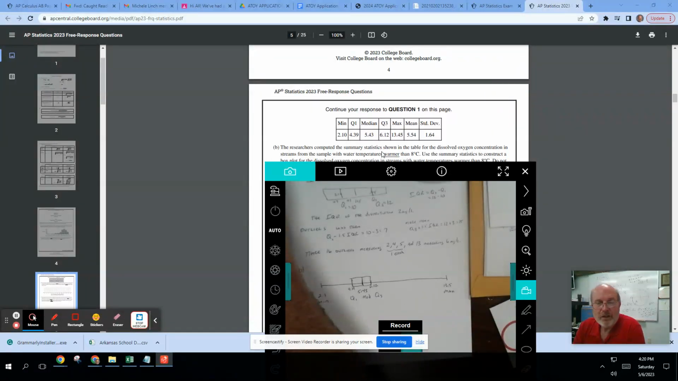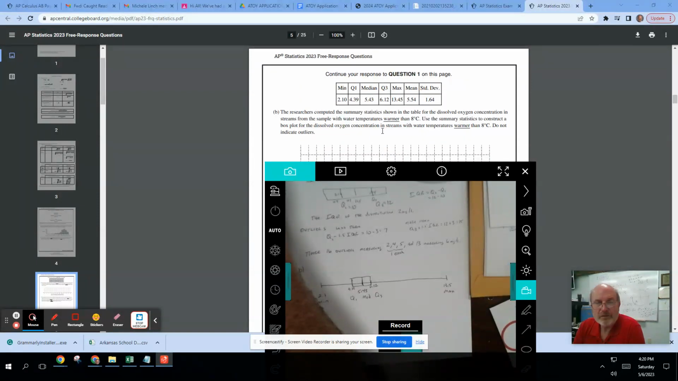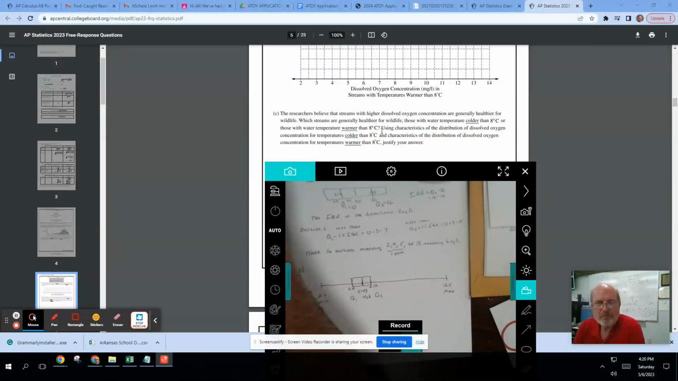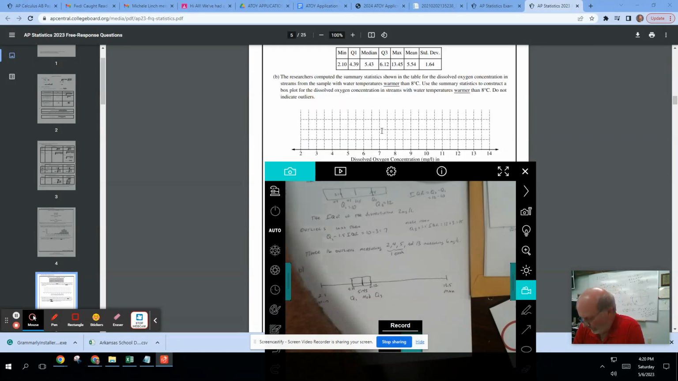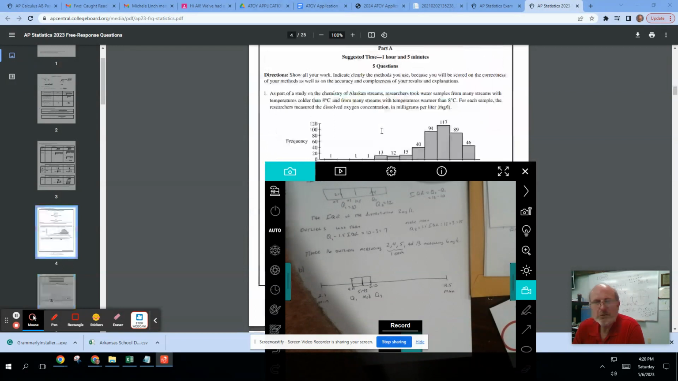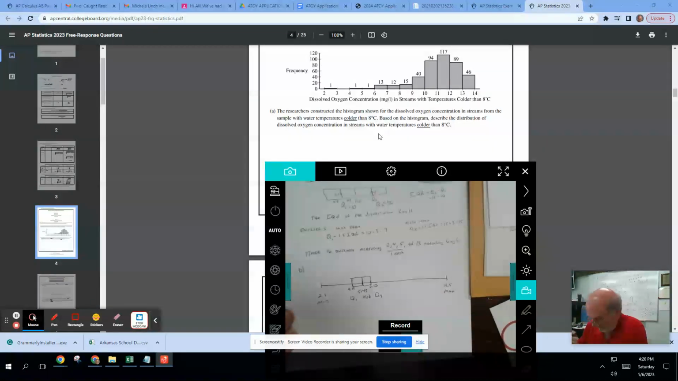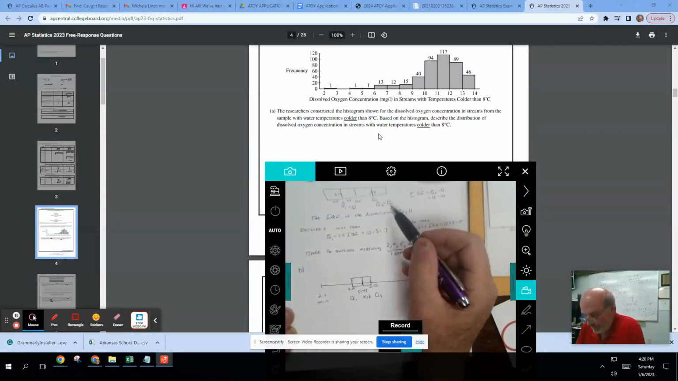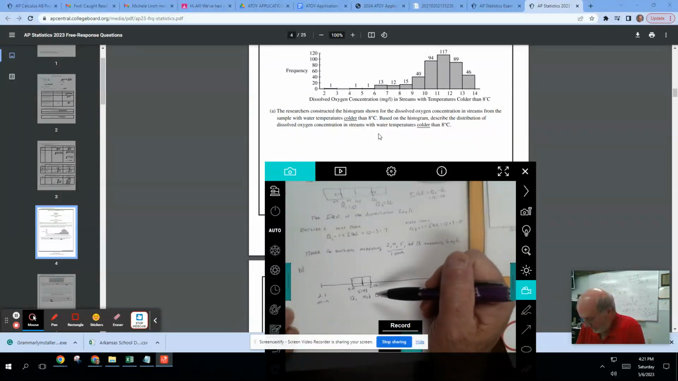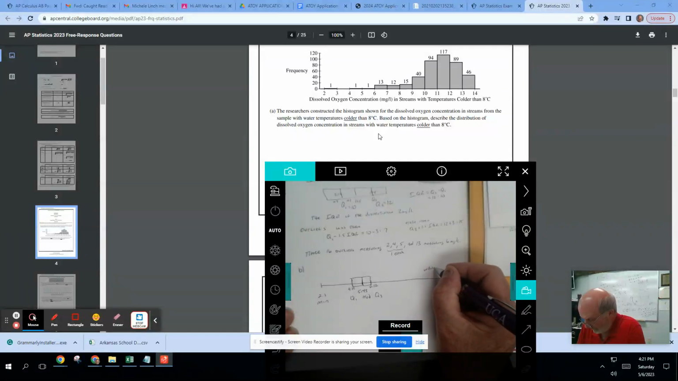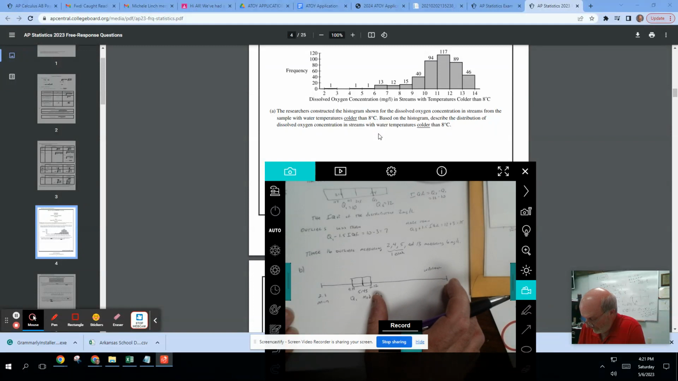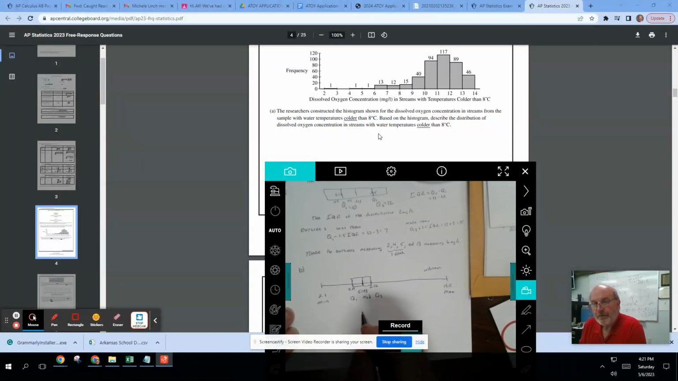Okay, so here we have 75% of the data. Let's see. Higher dissolved oxygen concentration are generally warmer. Since the median, let's go Q3, is 12. Q3 is 6.12 in the warmer. And we're going to say 13.5.